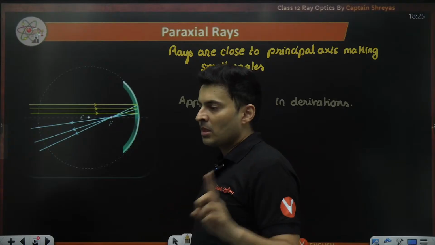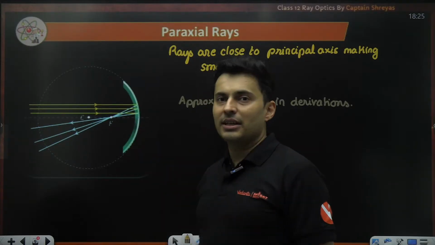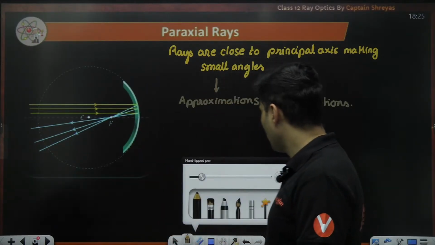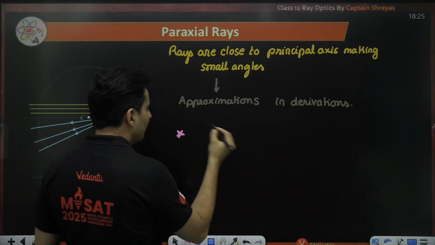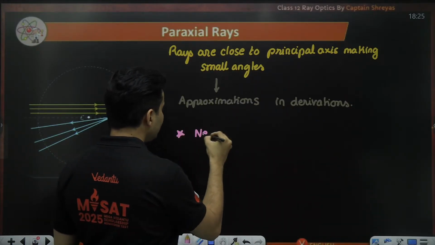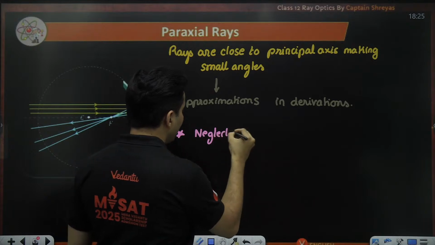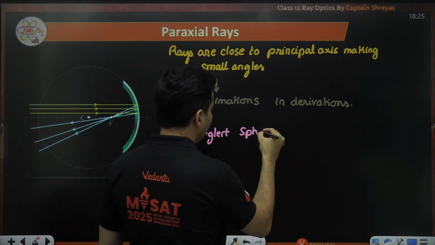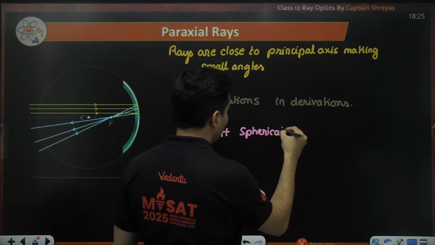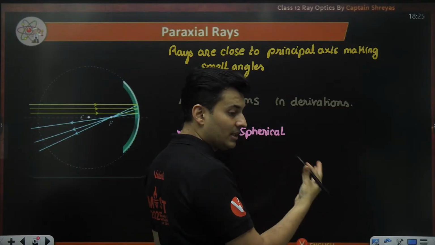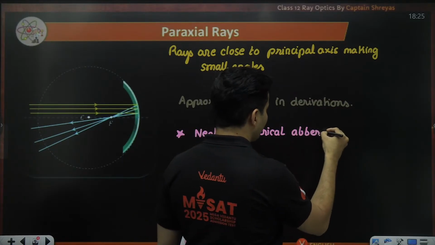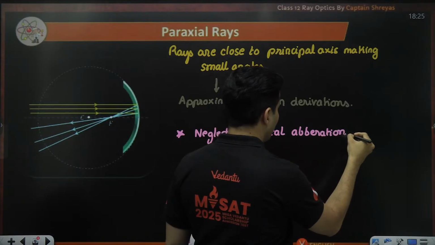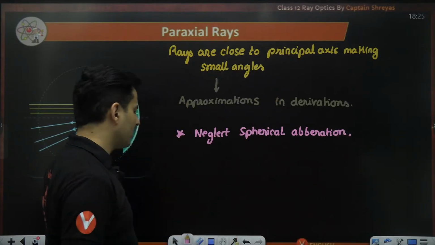Also, one more thing. We consider paraxial rays for one more reason. We also neglect spherical aberration. These kinds of words are very important. They can come in statement-based questions even in JEE Mains and other examinations. We neglect the spherical aberration. Now, what is this spherical aberration?